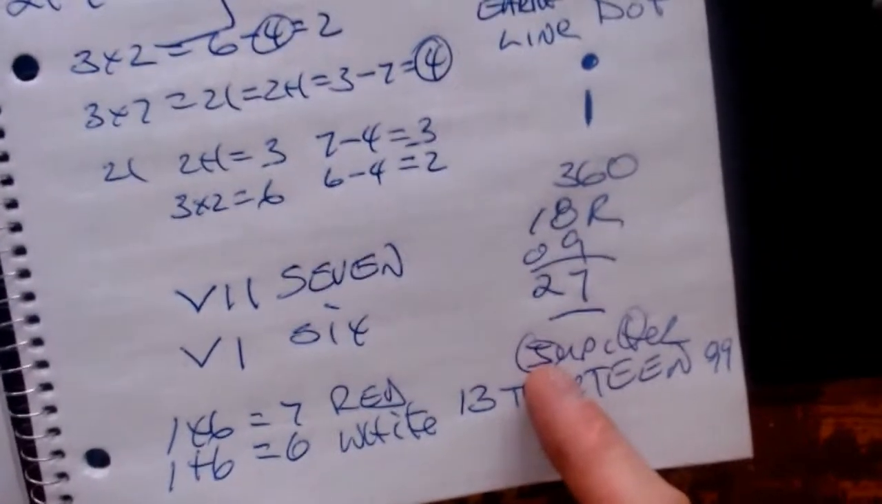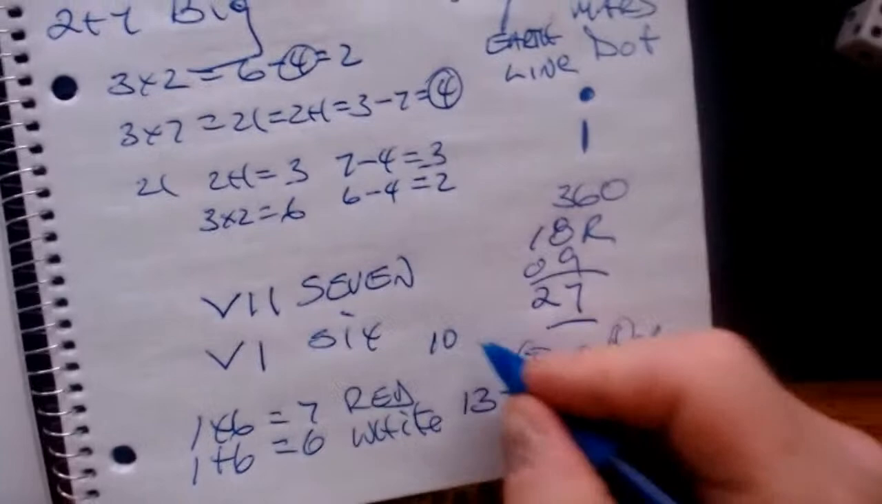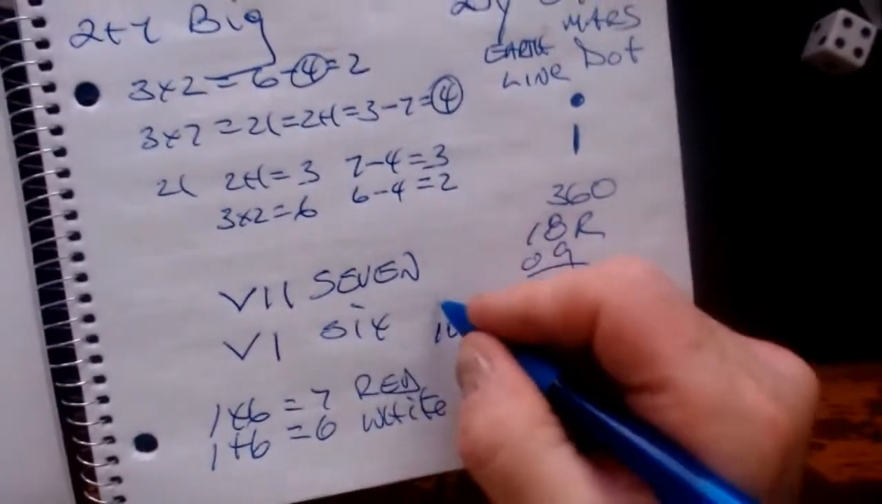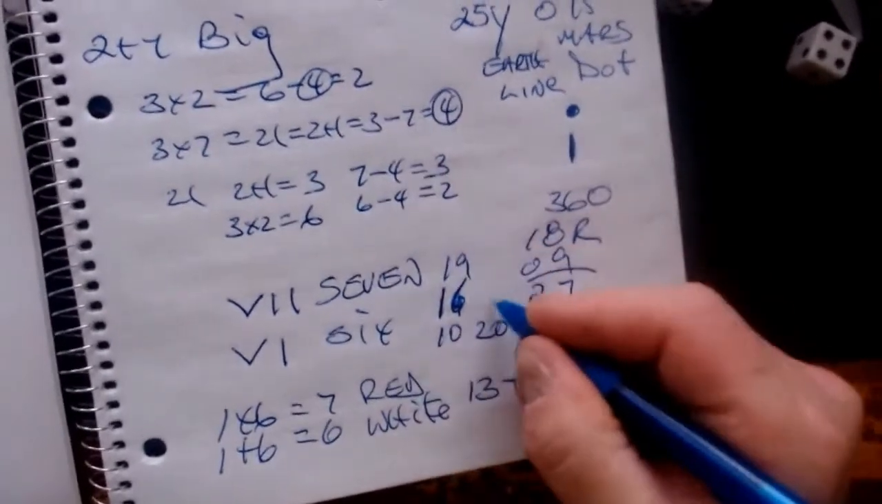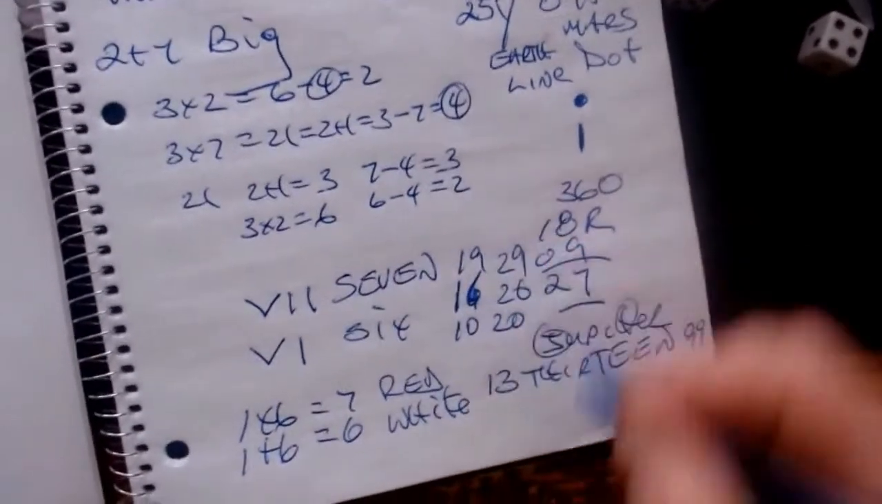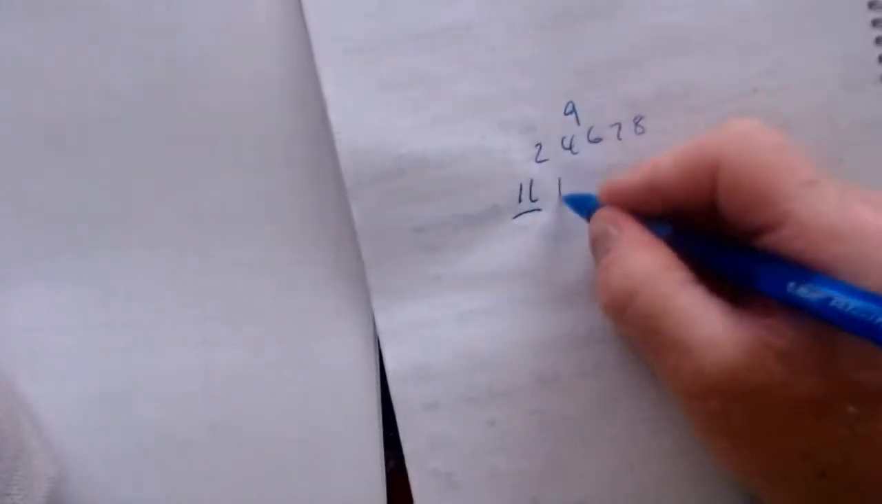1, 10, 20. When you say 10, 20, you might be able to converge to either 16 or 19, 26, 29. The reason for this is that when you're adding 9 to any number, whether it's 2, 4, 6, 7, 8, doesn't matter. 9 and 2, 11. 9 and 4, 13. 9 and 6, 15. 9 and 7, 16. 9 and 8, 17.